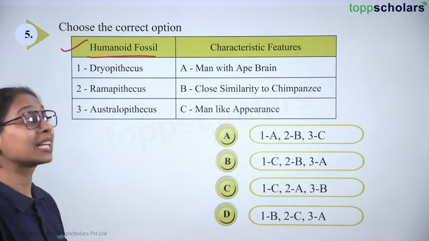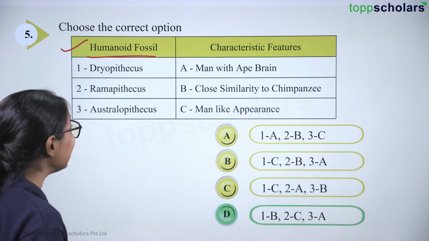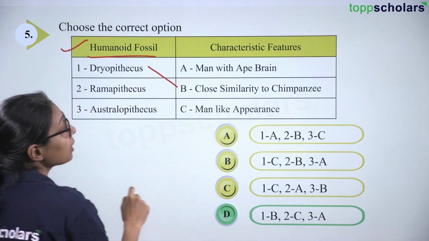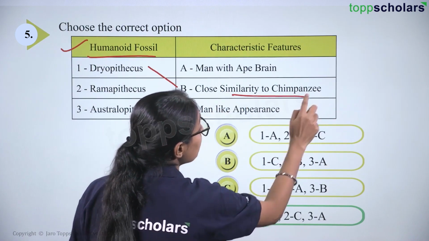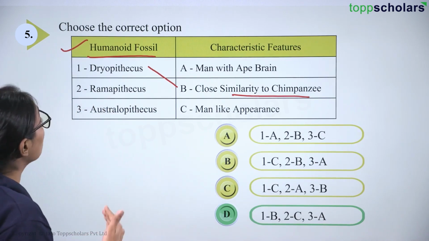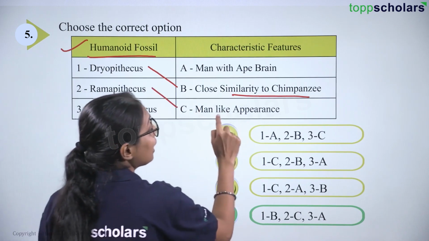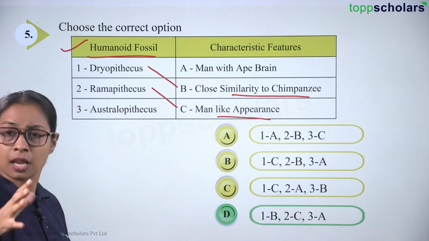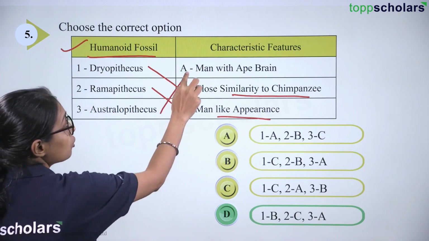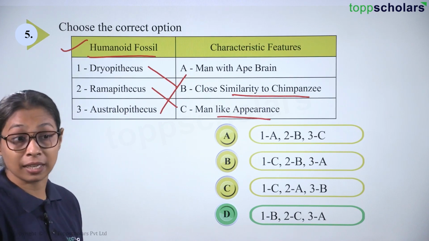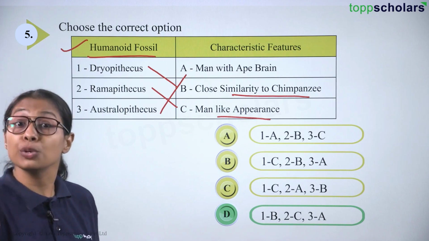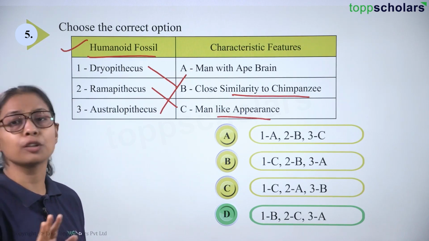And let me tell you, the correct answer for this is D, where the first one is going to be with B. That is, children, Dryopithecus has close similarity to chimpanzees. They are very similar to chimpanzees. Ramapithecus is going to be man-like in appearance. Ramapithecus is more or less similar to man. And finally, Australopithecus is going to be man with ape brain. When you talk about these characters, again children, it's a very simple one where you need to know the characteristic of each case and then you can directly choose.